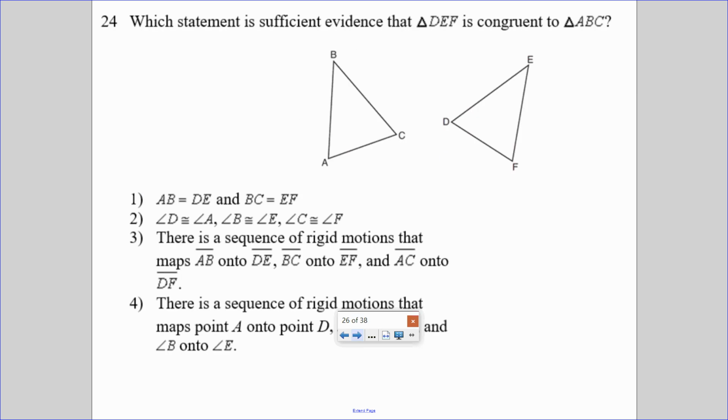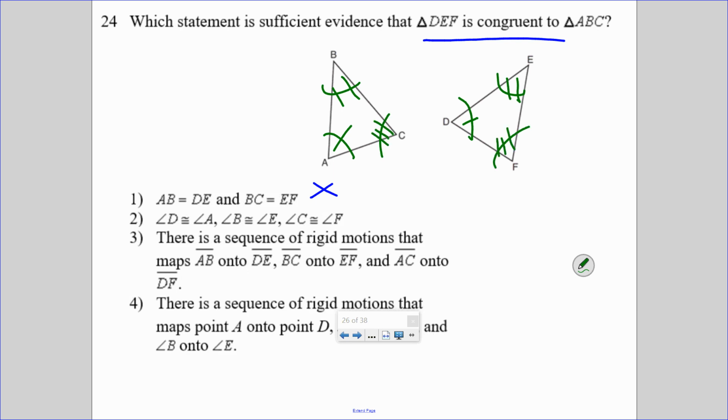Which statement is sufficient evidence that triangle DEF is congruent, not similar, congruent? AB equals DE, and BC equals EF. No, I need to prove 3 things to show that triangles are congruent. 2 things not going to cut it. Choice 2, angle D is congruent to angle A. Angle B is congruent to angle E. Angle C is congruent to angle F. There's 3 things, but that's AAA and doesn't work.